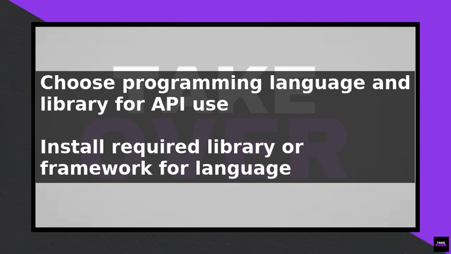Start by importing the required library and setting your API endpoint and authentication credentials. Then, use the library to send API requests to Blofin. For example, you can use the API to get account information, place orders, and get market data.